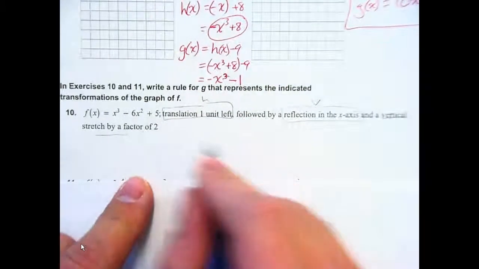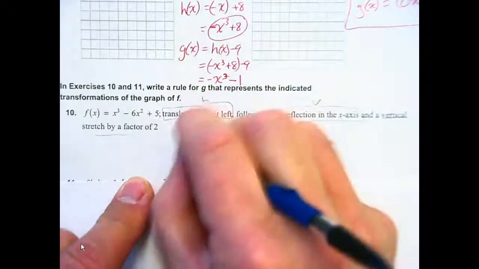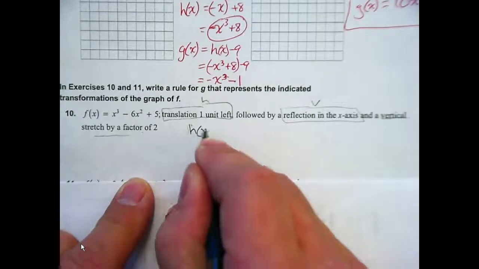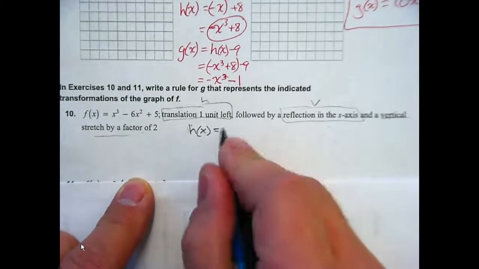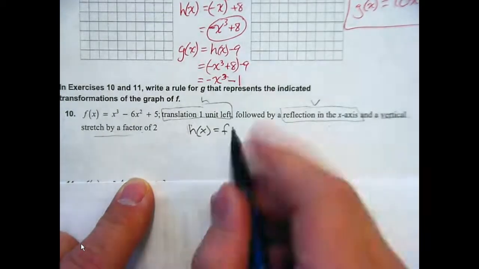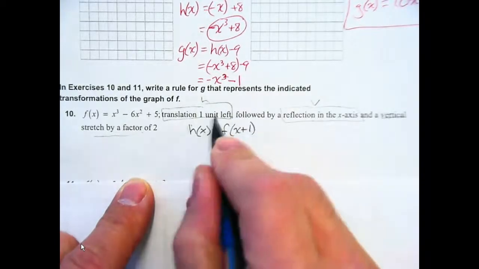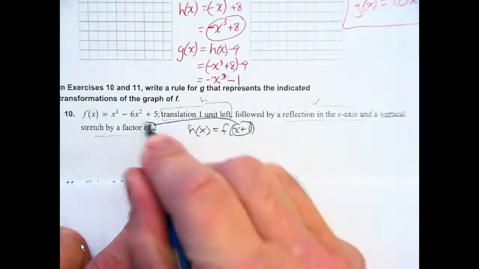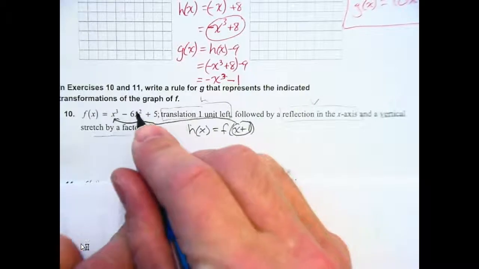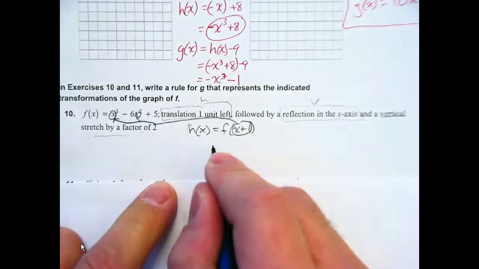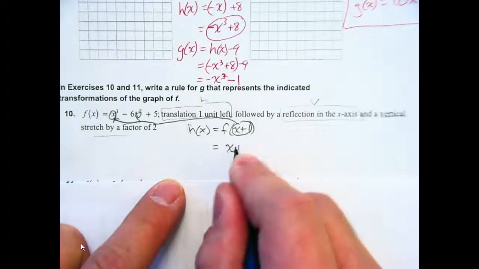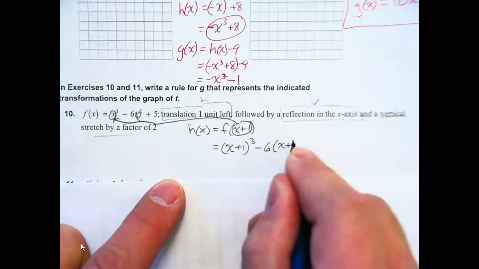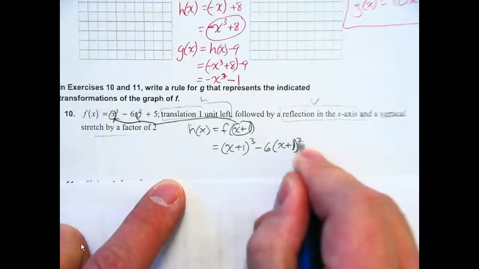So if I'm dealing with f of x, and I want to take them in order here, translation 1 unit left, we'll call that h of x equals f of x plus 1. That's the 1 unit left. Okay, so this piece goes in for x. It goes there and there. So substitute there and there. So that's going to give me x plus 1 cubed minus 6 times x plus 1 squared, all plus 5.